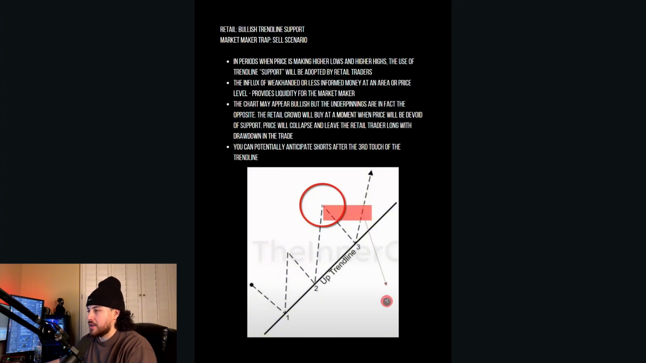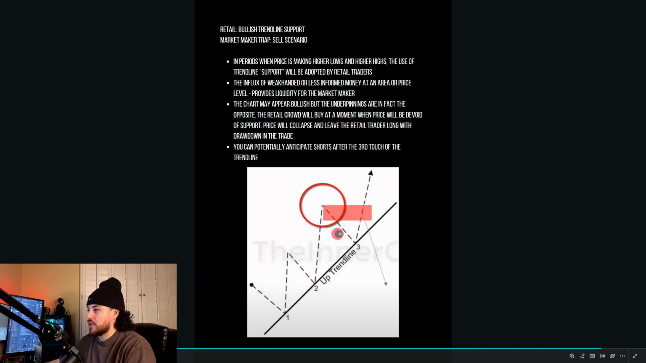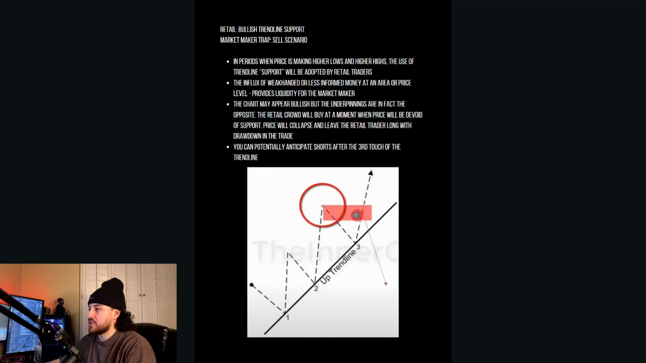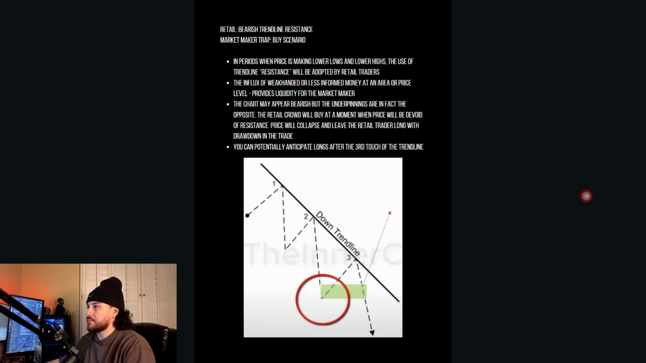And what he is saying here is potentially you can anticipate shorts after the third touch of the trend line. So here we have one touch, two touch, three touch. After the third touch, we could potentially use some type of POI to look for shorting opportunities to the downside. Now, this is the exact same thing, but flipped.